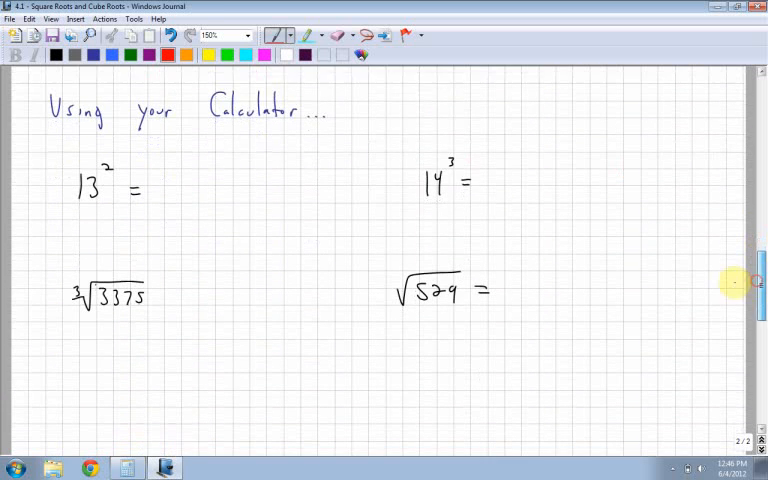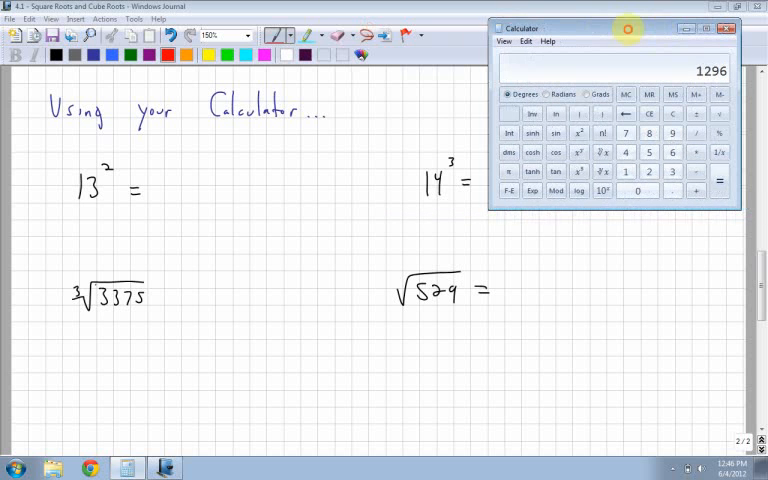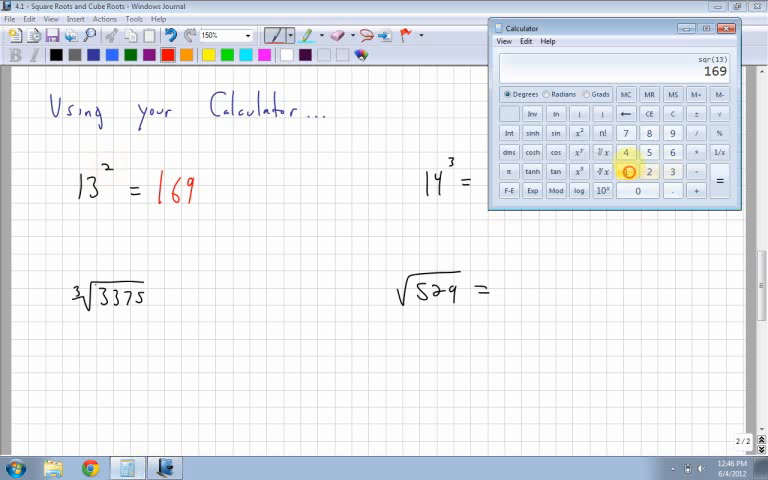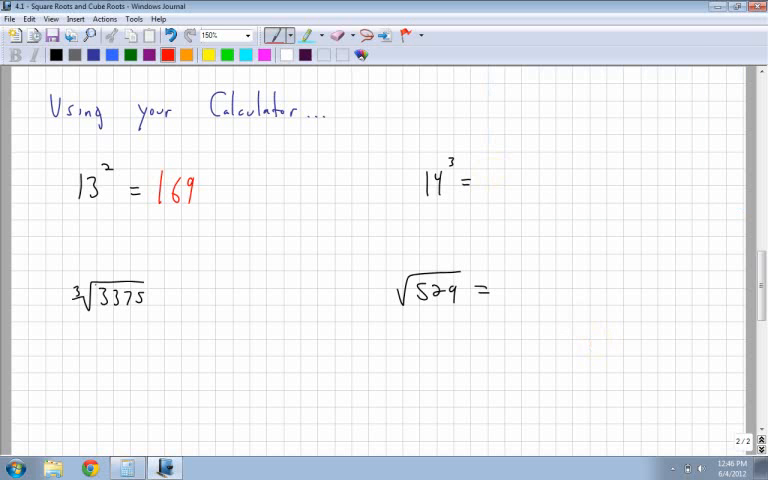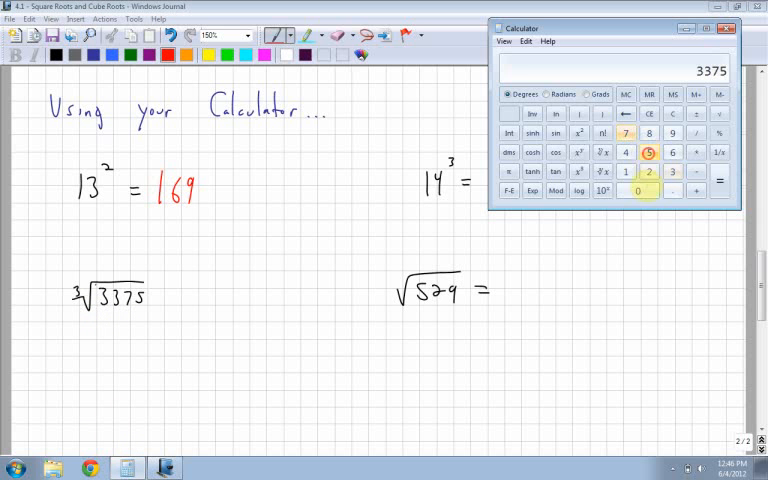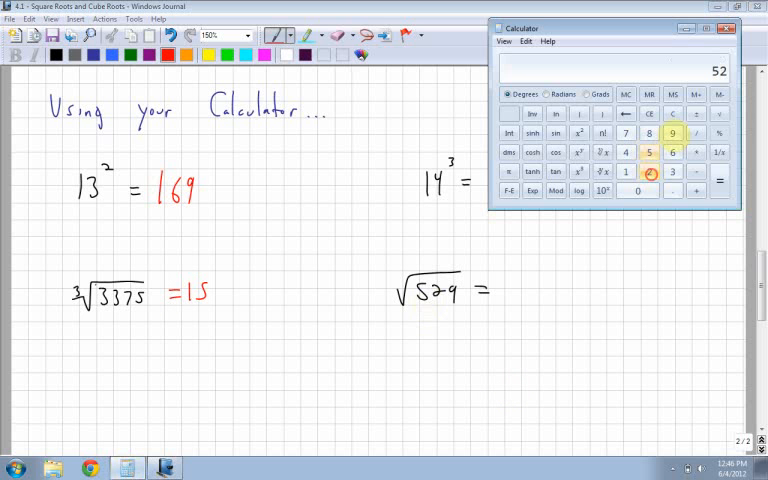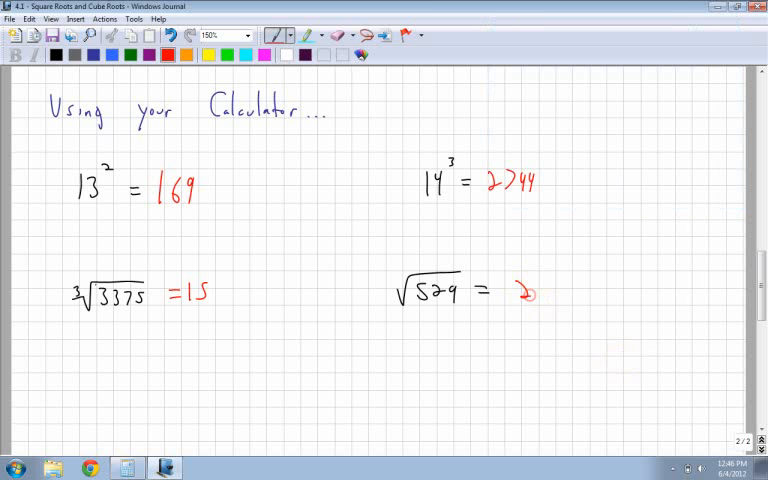Using your calculator. We've already seen how to do this, but I'll go over 4 more examples just quickly here. 13 squared is 169. You should know that one in your head. 14 cubed, you wouldn't have to know in your head. So 2,744. What about the cubed root of 3,375? Again, you can use your cubed root button. It is 15. And the square root of 529, your square root button on your calculator looks something like that. Press it, and you get 23.